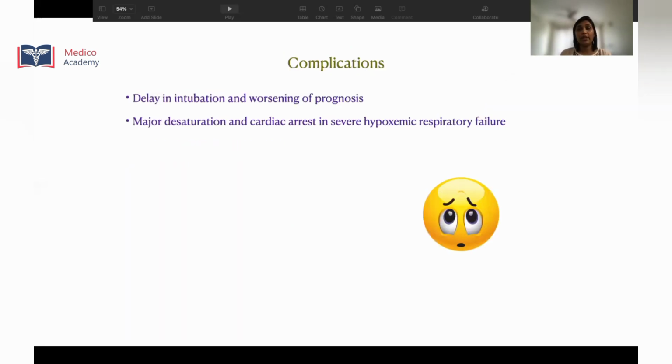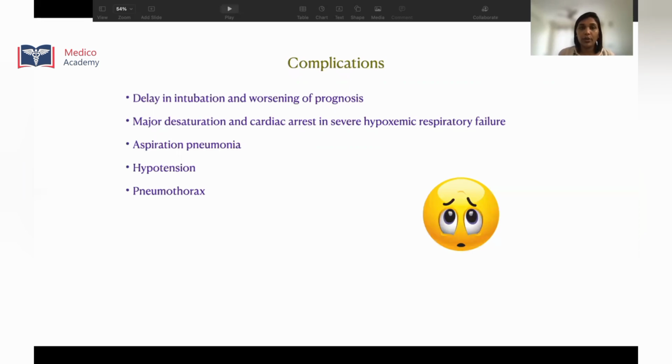So what are the complications? You need to know the complications as well. The main complication which happens with NIV is a delay in intubation and worsening of prognosis of the patient. There can be major desaturation and cardiac arrest in severe hypoxemic respiratory failure cases. There can be aspiration pneumonia if you do not carefully select your patients. Sometimes the patient's GCS can drop during the course of NIV and the patient can aspirate if he doesn't have the ability to cough out his own secretions.